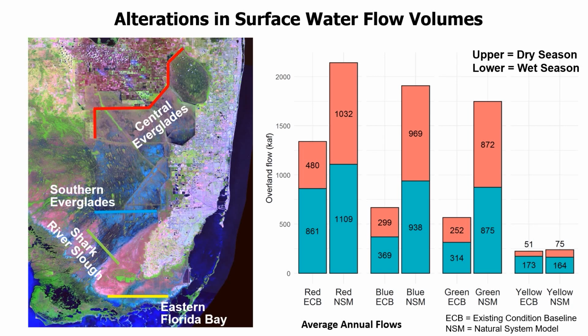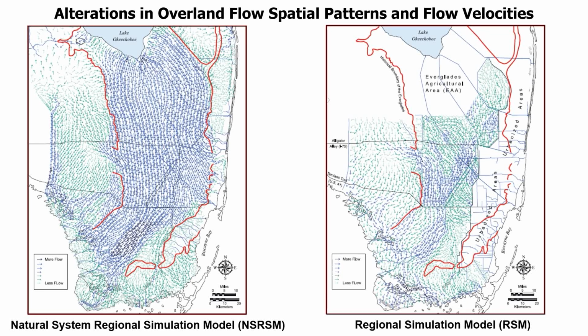Average annual pre-drainage and current flow volumes into the Southern Everglades, the blue line, show a similar reduction of approximately 1.2 million acre-feet, with shortfalls in both the wet and dry seasons. The average annual spatial pattern of overland flow reflects the greatly reduced spatial scale of the wetlands from the pre-drainage to the current conditions. The flow vectors similarly show the substantial reduction in flow rates that reflect the reduced flow into and throughout the Everglades.